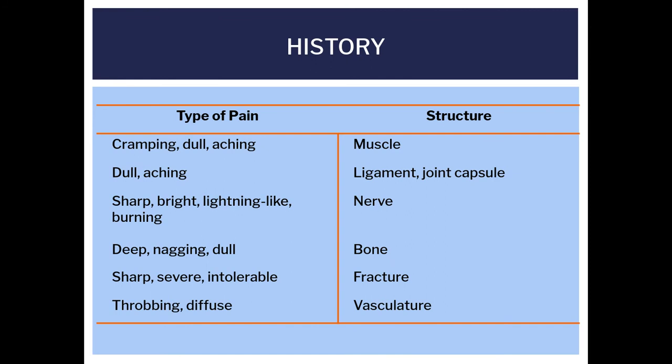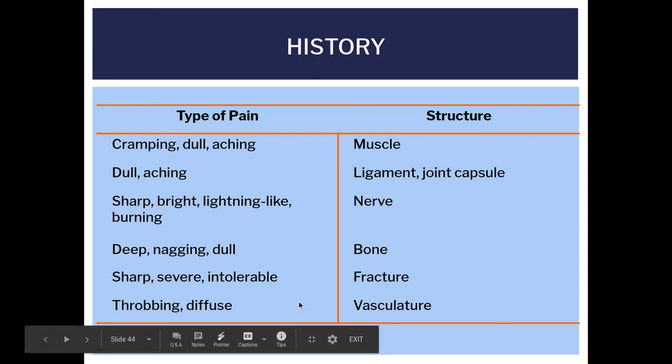Knock on wood, I've never fractured anything, but I've dealt with people that have broken bones, and one of the telltale signs is the level of pain that they're in. If somebody is complaining of a lot of pain, and again, going back to the pain scale, some people can't handle pain the same as others, but if somebody is in severe pain, it's always best to err on the side of caution and get them to go to the emergency room or urgent care and get an x-ray to rule that out first. And then your vasculature, your blood vessel pain, is typically going to be throbbing and diffuse, so more spread out.